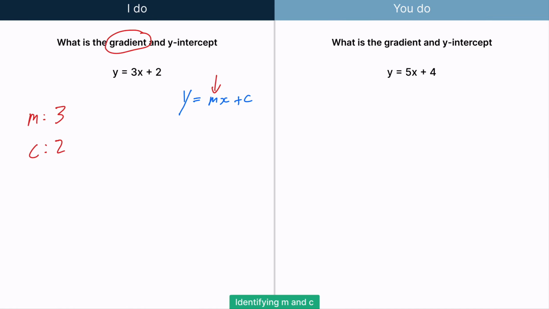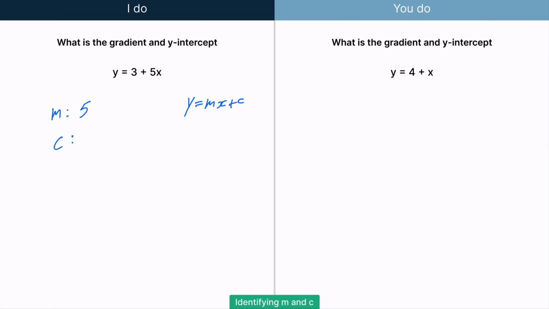Okay, so hopefully you've pressed pause and had a go at the example on the right. Now remember, the term next to the x is the gradient. So the gradient here is 5. And the remaining term there is the 4, which is the y-intercept. So looking at this one here, again, the exact same principle applies. So y is equal to mx plus c is the equation of a straight line. The term next to the x is the gradient, and the remaining term is the y-intercept.